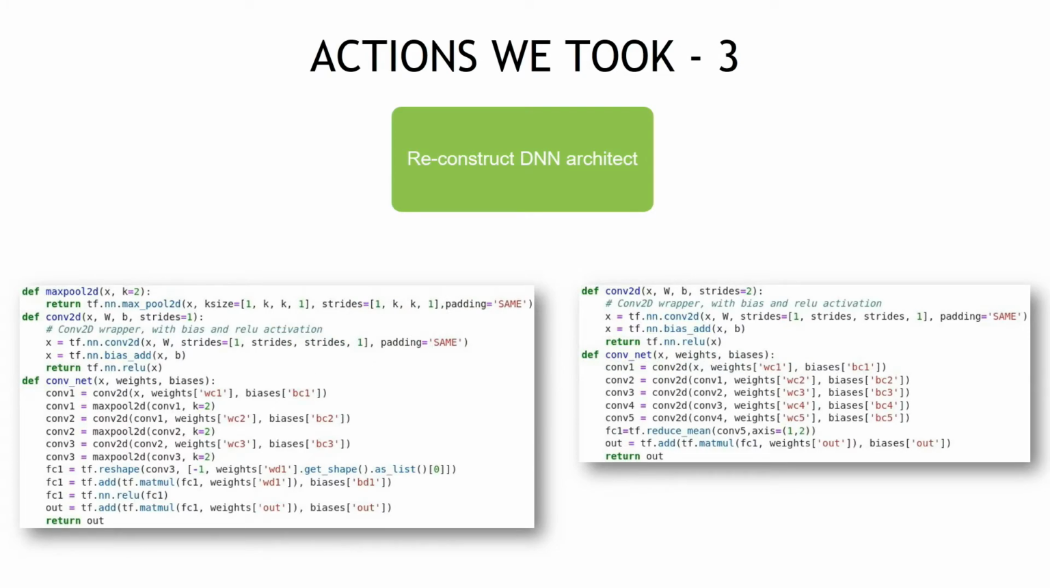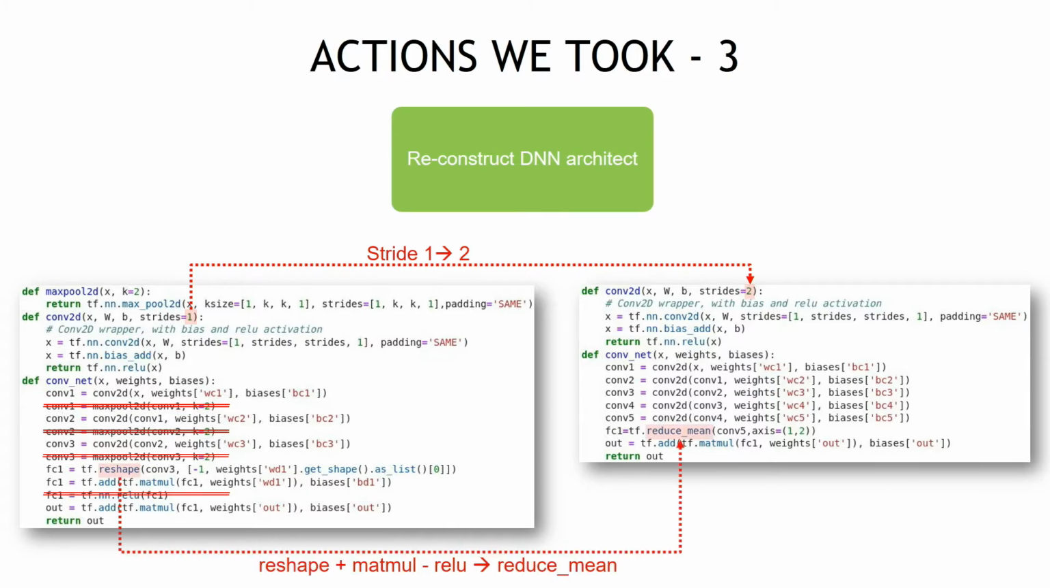The third action we took is a little bit drastic. So what do we do? We take the convolutional 2D functions over there, and we say we're going to increase the stride from 1 to 2. This kind of mimics the behavior of max pooling. So we're going to take away max pooling. And we're also going to replace the reshape, matmul, add, and we're going to remove the ReLU, and now we're going to use reduce mean instead.